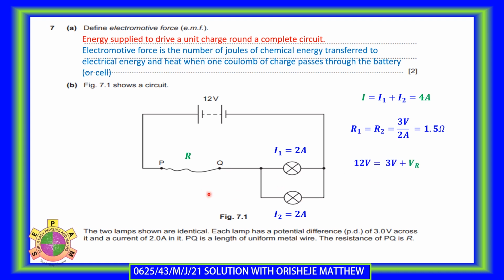So we can now find the PD across the wire. The PD across the parallel lamps is 3 volts. If you add it to the potential difference across the length of wire PQ, that is resistance R, it will give you the total EMF of the battery. So 12 volts is equal to 3 volts plus VR, where VR is the potential difference across the wire. That gives you that the PD across the wire is 9 volts. So let's go and answer the other questions that will be asked.